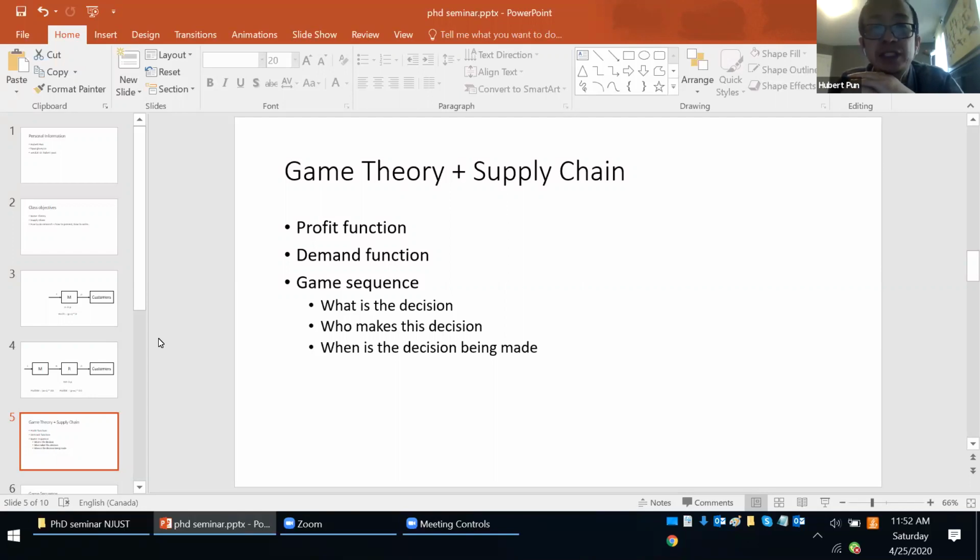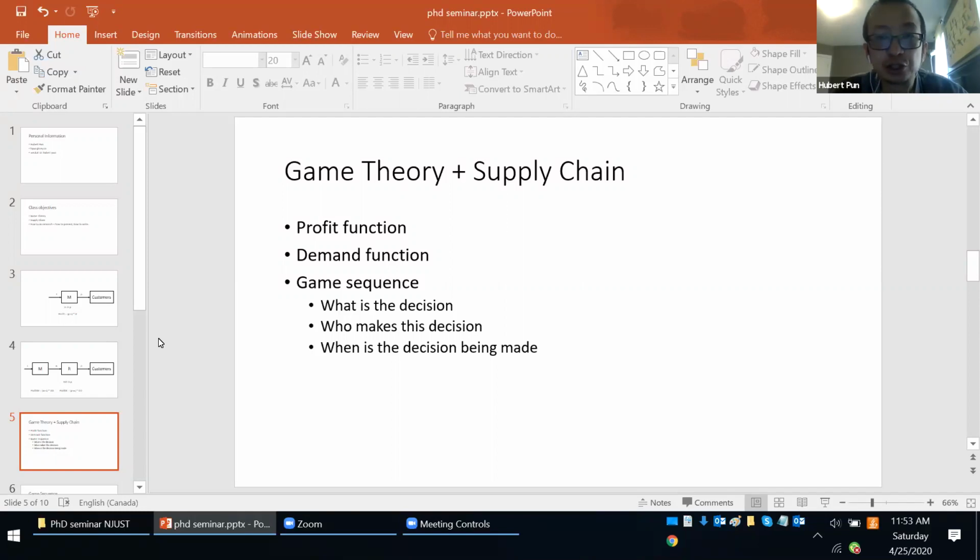So what is a game sequence? There are three components. What is the decision? Who makes the decision? And when is the decision being made? So then, what is the decision? There are two different decisions, W and P. W is the wholesale price. P is the retail price.